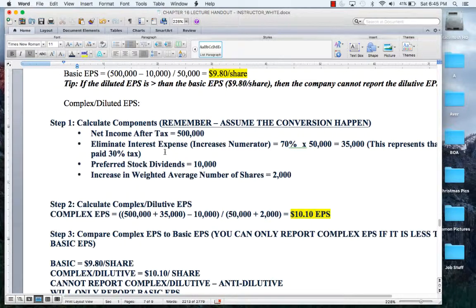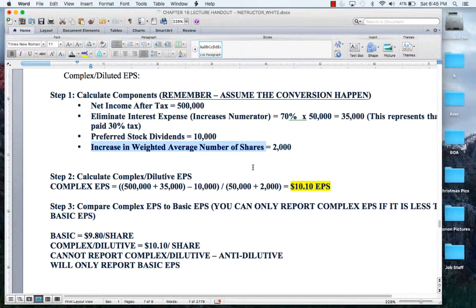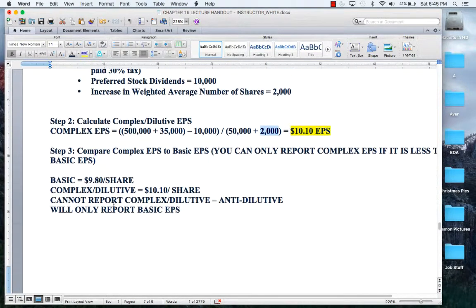In both circumstances, the elimination of the interest expense and the addition of the weighted average number of shares, it will increase both components of the calculation. Both the numerator will go up by the elimination of the interest expense, which was the $35,000 in this example, and then the denominator will go up by the increase to the weighted average number of shares. So in this example, you will only report the basic EPS because it is less than the dilutive.